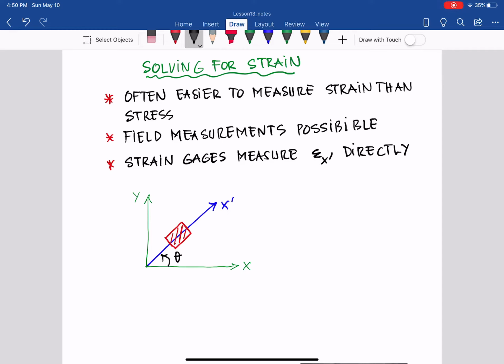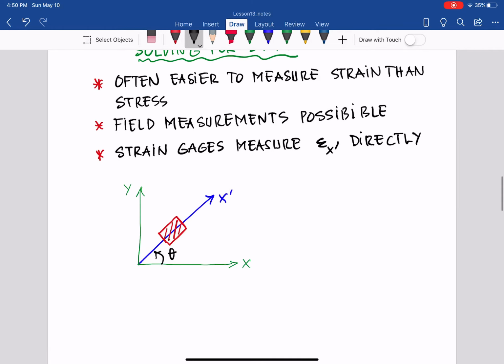Then we have an equation, and as you can see, if you put the strain gauge along X apostrophe, the reading there will be epsilon x apostrophe, not epsilon x, not epsilon y. But we are interested in determining epsilon x, epsilon y, and gamma xy. So how can you do that?